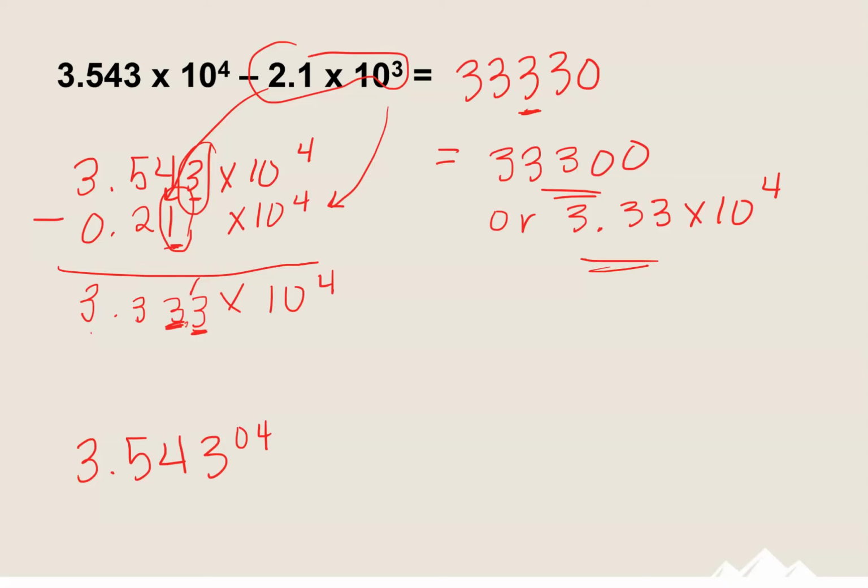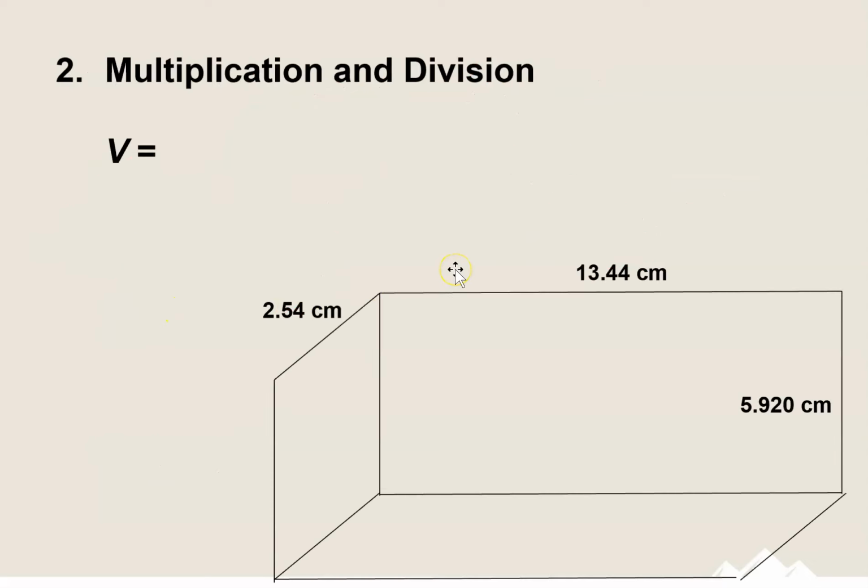So moving on to another kind of operation. We've got another rule for significant figures carried through a multiplication and division. And again, I've got an example here to set you up. I want to calculate the volume of this rectangular solid. And you'll remember that volume is length times width times height.